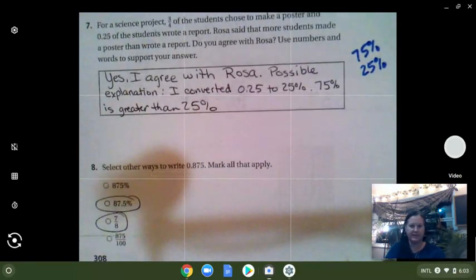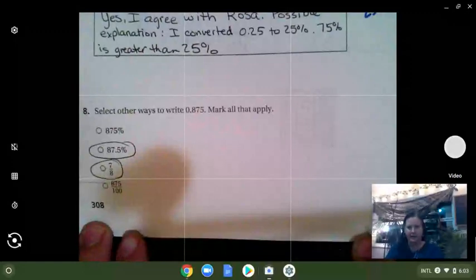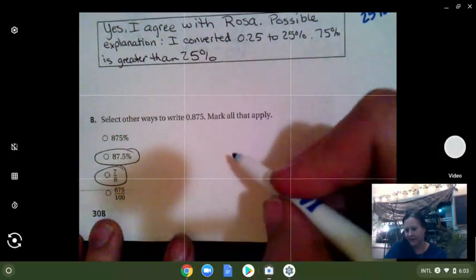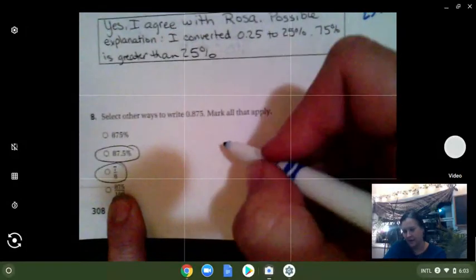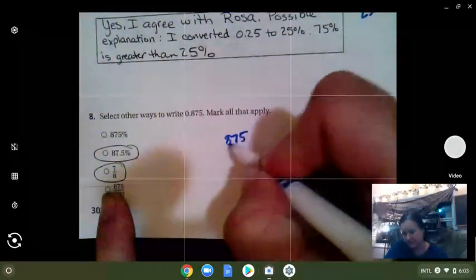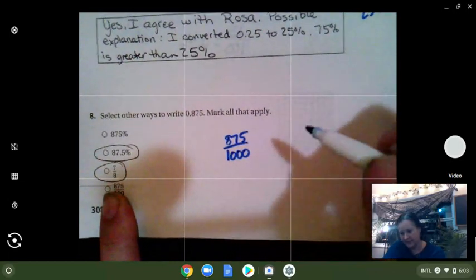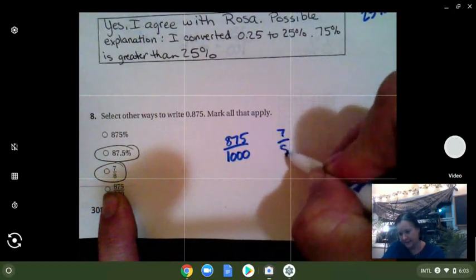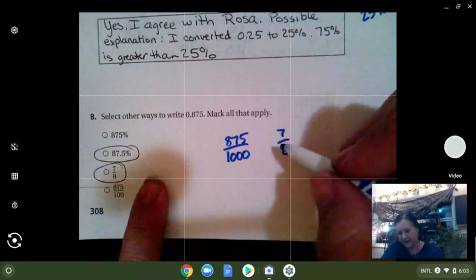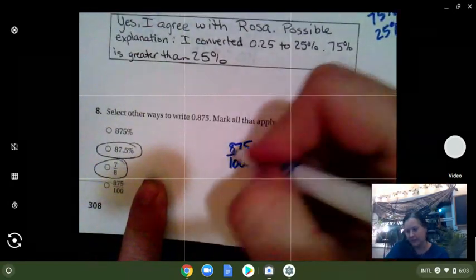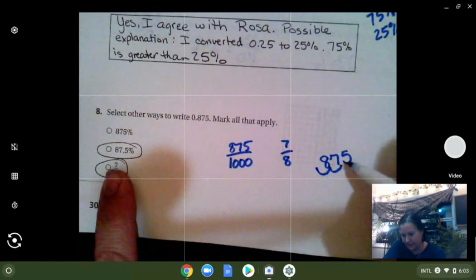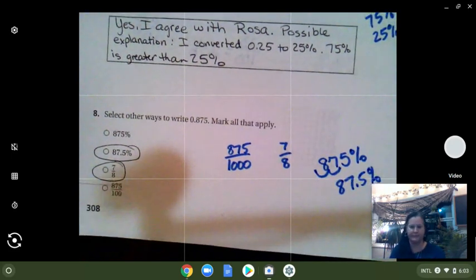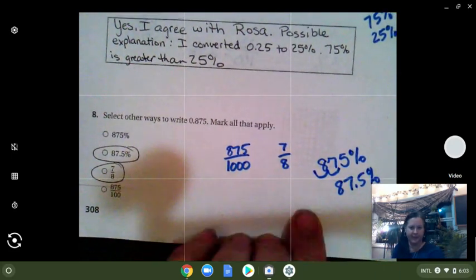All right, select other ways to write 875 thousandths. So we could have 875 over 1,000. This is only 100, so that one wouldn't work. If you simplify that down, 875 over 1,000, you would get 7/8. And another way to do that is if you wrote this in the thousands place, like this, and you move your decimal 2 spots, you can make that into a percent. You get 87.5%. Okay.